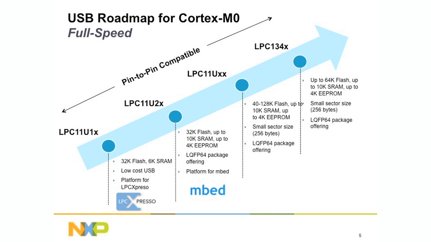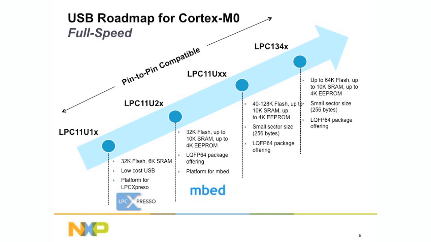Then the 11U3X, or what we see there as 11UXX, is just the extension of the 11U2X family, and it increases your flash from 32K to 128. And finally, we have the LPC134X, which is our Cortex-M3 solution. That is a pin-to-pin compatible solution with our 11U series. So if you start your application today with the 11U100, and at some point down the road you hit the ceiling in terms of performance, there will be an option for you to just do a drop-in replacement with the LPC134X. And it gives you up to 64K of flash, 10K of SRAM, up to 4K of E2.